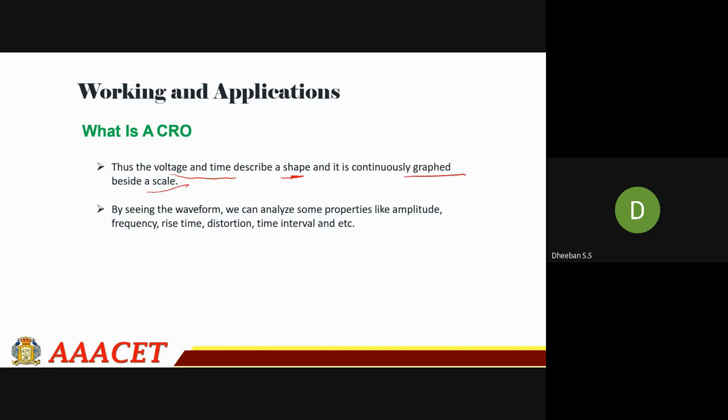This is what the CRO does. By seeing the waveform, we can analyze some of the properties like amplitude, frequency, rise time, distortion, and time interval. These are the characteristics of your waveform.